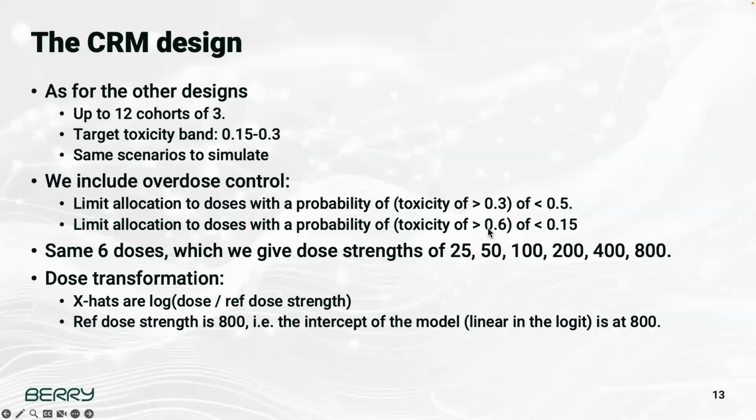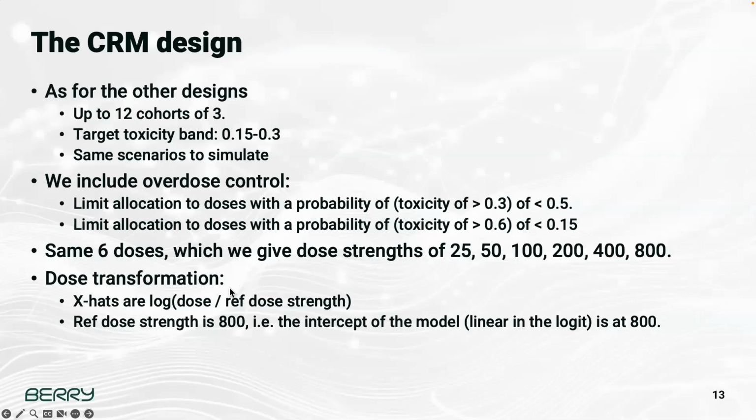And we can also specify an additional higher band. We can split the above target band into 2, the excess and the unacceptable zones, as Neuenschwander called them. And we can say that band boundary is at 0.6, and we can say for instance, any dose with a posterior probability that its toxicity is above 0.6, if that's above 15%, then we'll disallow it. We'll enter the same doses, and we'll actually give them their dose strengths: 25, 50, 100, 200, 400, and 800.